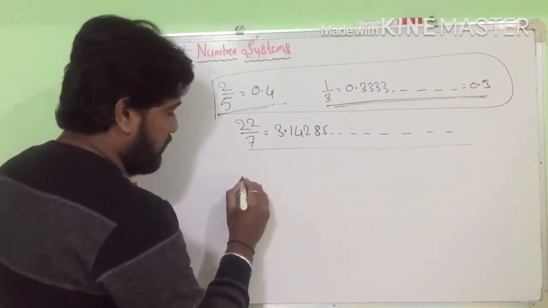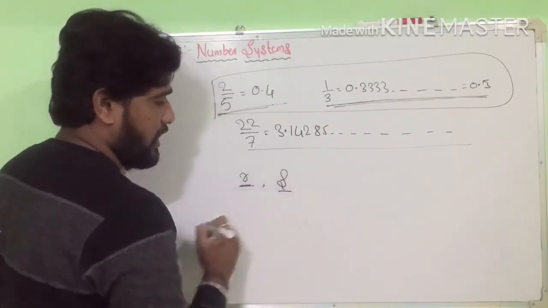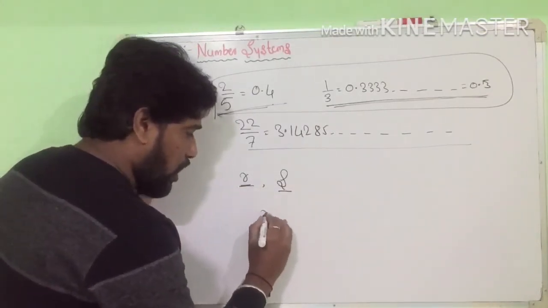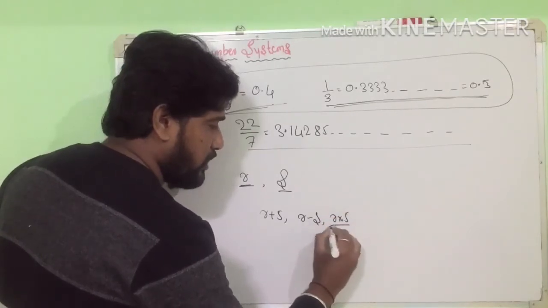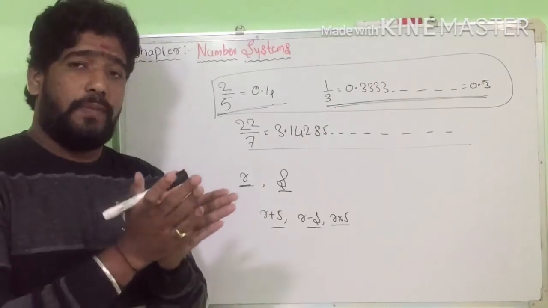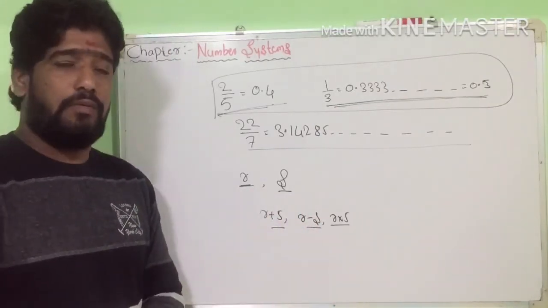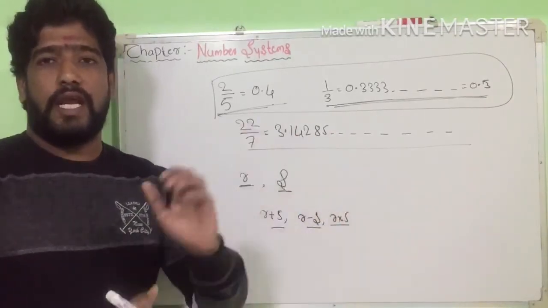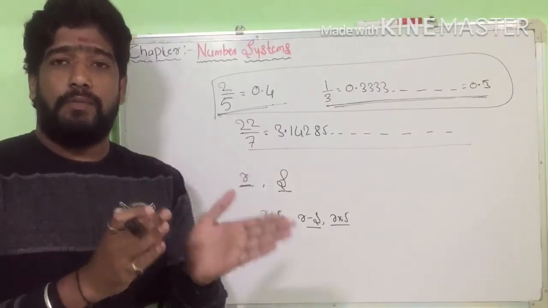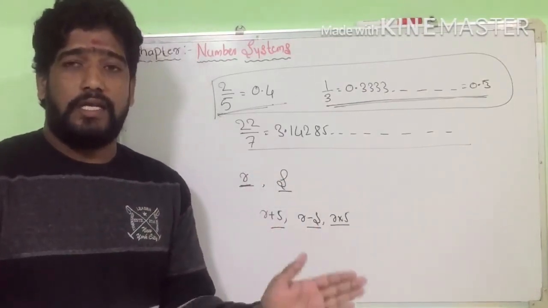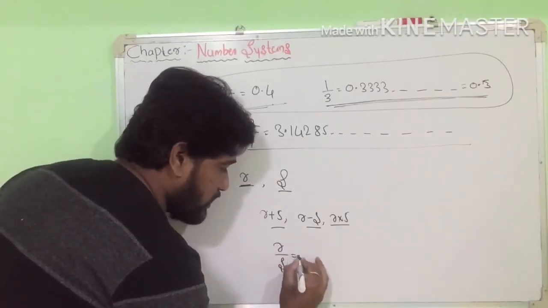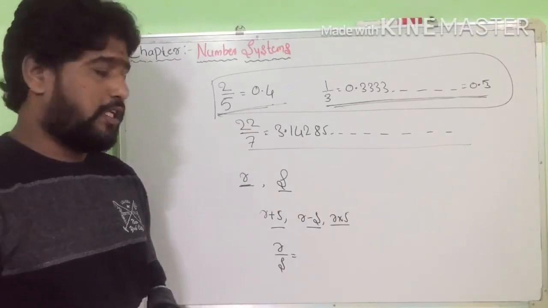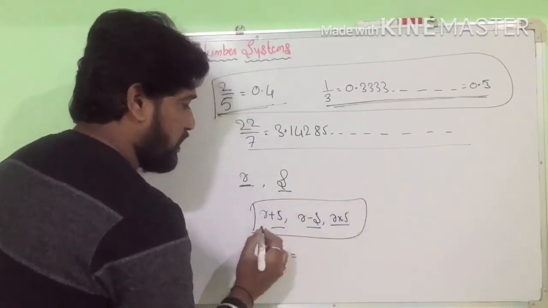And another one, see here, consider R is a rational number and S is an irrational number. So R plus S, or R minus S, or R into S, right? An irrational number multiplied with a rational number, or subtracted from or added to a rational number, always gives an irrational number only. Any irrational number multiplied, added or subtracted with a rational number, the answer must be an irrational number only. And a rational number divided by an irrational number may be rational or irrational. Is it clear?